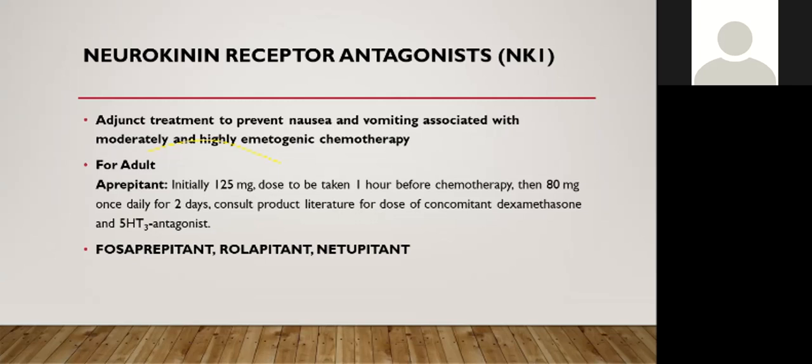Consult the product literature for the dose of the dexamethasone also, and the 5-HT antagonist. So basically, we all know that ondansetron, the 5-HT antagonist, used to be the drug of choice for chemotherapy-induced nausea vomiting. So this can be given along with that. If it's not settling with that, then this can be given along with that.